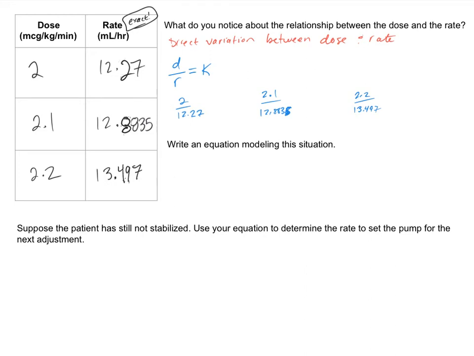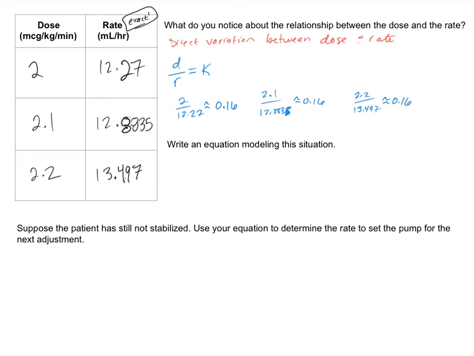When I put 2 divided by 12.27 in my calculator, I get approximately 0.16. When I put 2.1 divided by 12.8835 into the calculator, I get approximately, once again, 0.16. This is a good sign. Now that last ratio, 2.2 divided by 13.497, once again, I get approximately 0.16. This is a good sign.